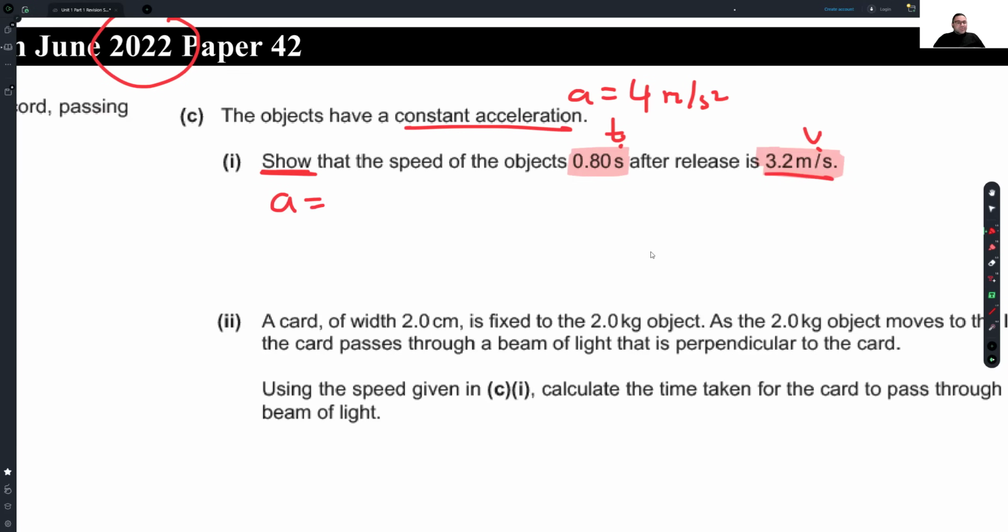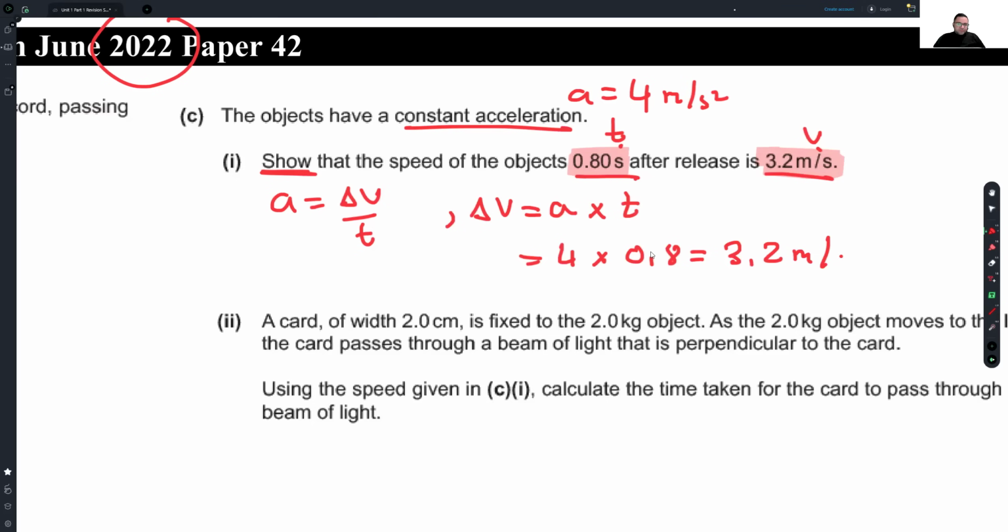But acceleration equals change in velocity over time, which means the change in velocity is equal to acceleration times time. You have the acceleration. It's 4. You have the time. It's given. It's 0.8. That's equal to 3.2. So in show questions, you really need to show your working, like in detail, how velocity is equal to acceleration times time, and you show the substitution, how that's 4 times 0.8 is equal to 3.2. Just show the working. Okay?